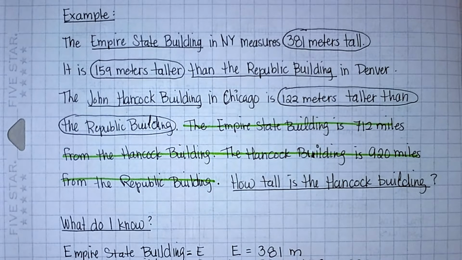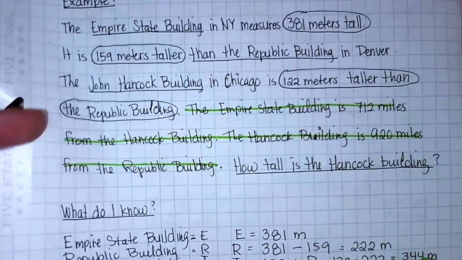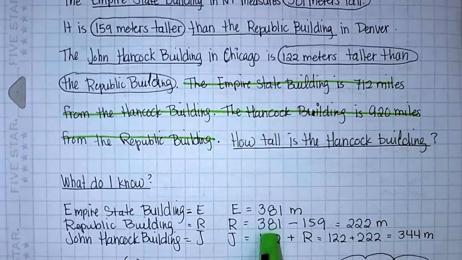And the John Hancock Building in Chicago is 122 meters taller than the Republic Building. Okay. So we know that the Republic Building is 159 shorter than the Empire State Building. So 381, we're going to subtract from it 159. So we figured out that the Republic Building, R, is equal to 222 meters.